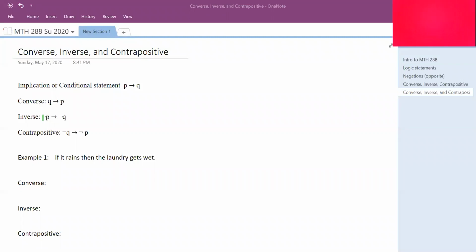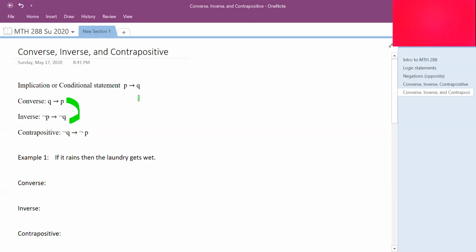The inverse would be to keep the P and Q in their same order, but to do their opposites. If not P, then not Q, or sometimes read as not P implies not Q. These two are equivalent to one another.